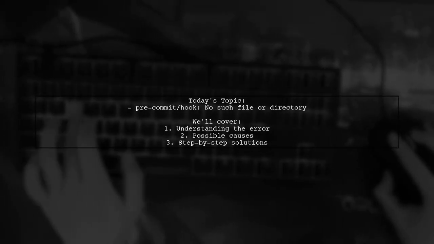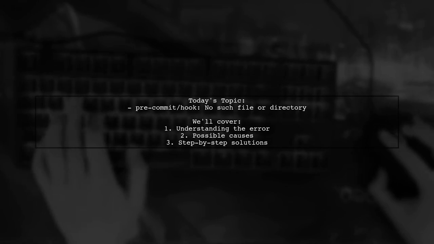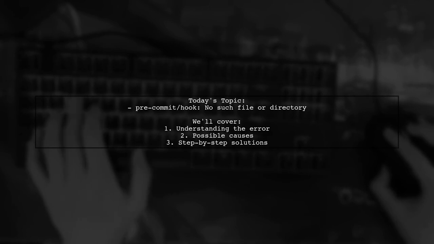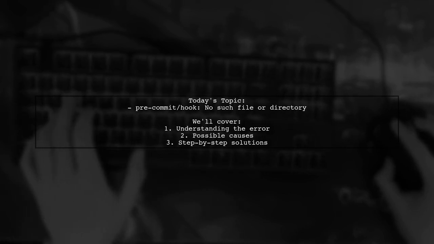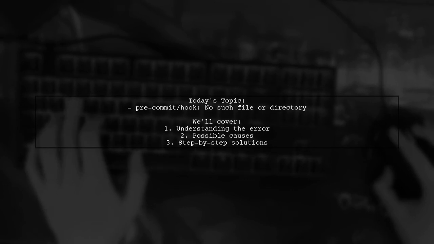Today we're tackling a frustrating issue that many developers encounter when using Git. One of our viewers has run into a problem while trying to commit their changes. They received an error message that reads, "Pre-commit hook, no such file or directory." Let's break down this issue and find out how to resolve it.